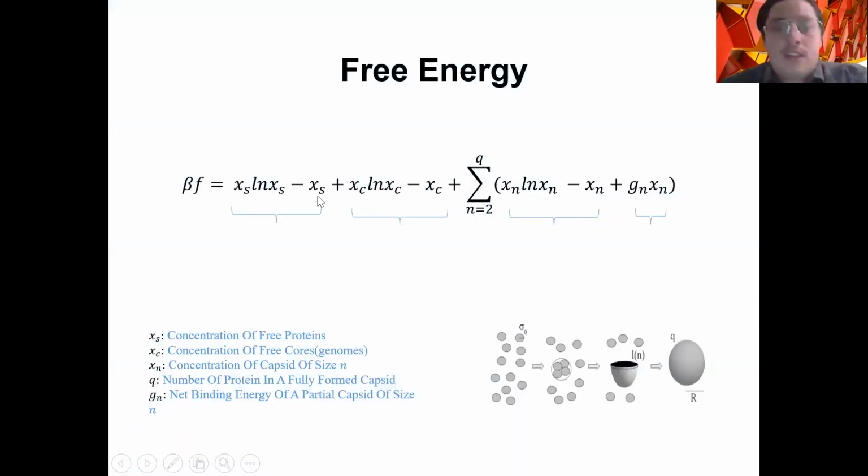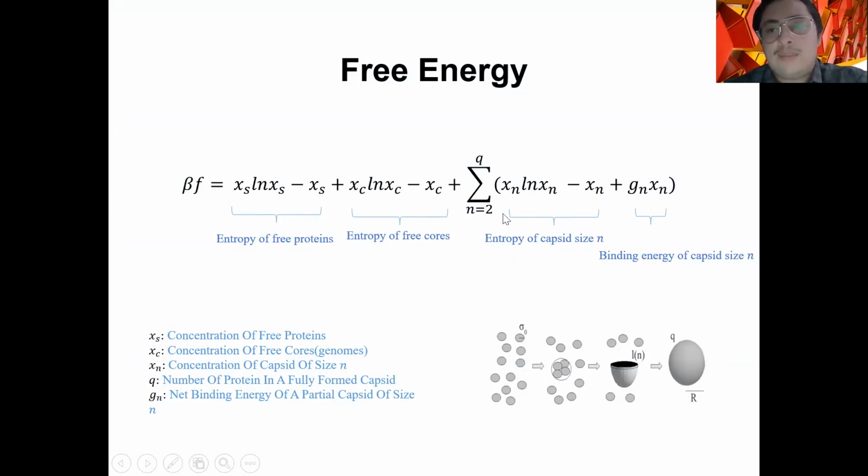So our free energy equation can be written as follows, where this first term describes the entropy of the free proteins, where entropy is basically the disorder of the system, right? So this basically means that this is the disorder that this brings. Here's the entropy of free cores, and this last term describes the entropy of the capsid size and the binding energy of the capsid size. So basically, it's one term, but you can also see that it's a sum, so there can be multiple. Over here this basically just describes what these particular objects mean.